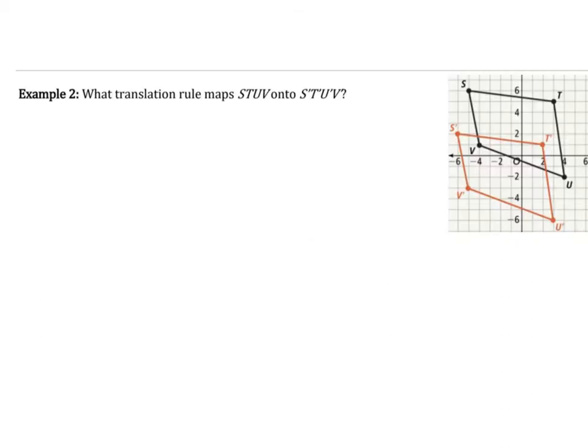All right, so now we're going to kind of work backwards. Given our pre-image and image, we're going to figure out which translation rule gave us that new image, given the pre-image. So, all right, what we can do is just take S and S prime. Right, S is at -5, 6, and S prime is at -6, 2.